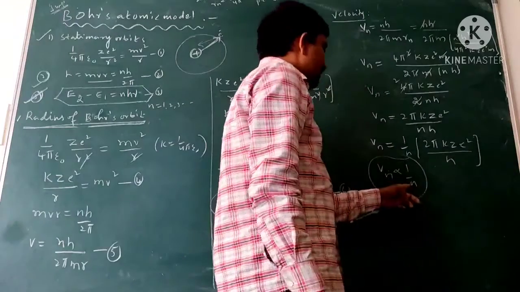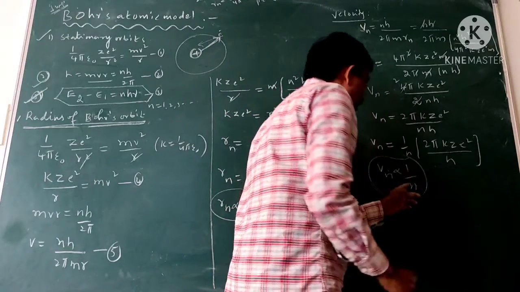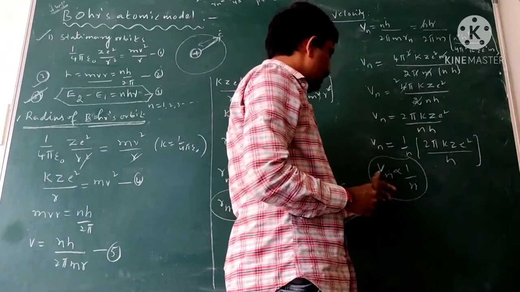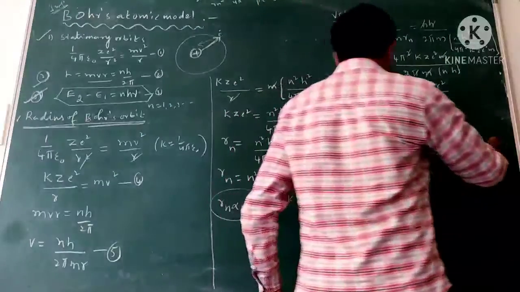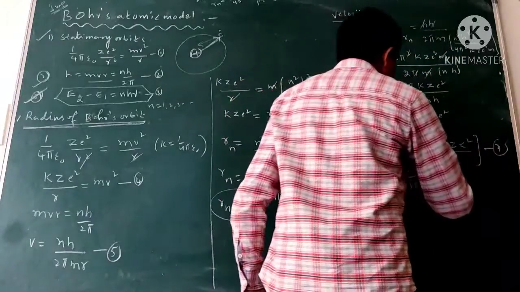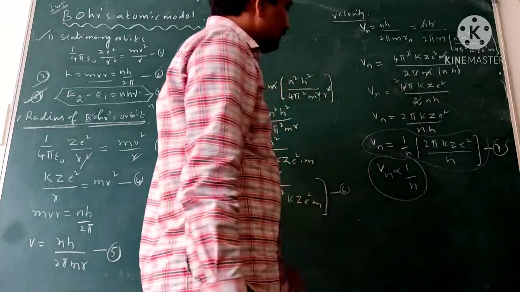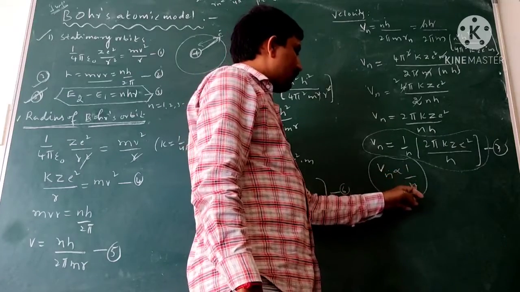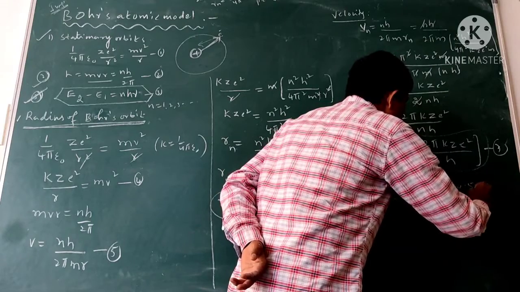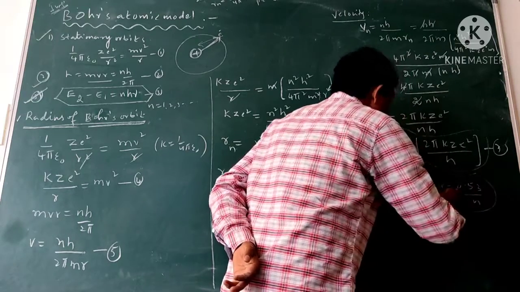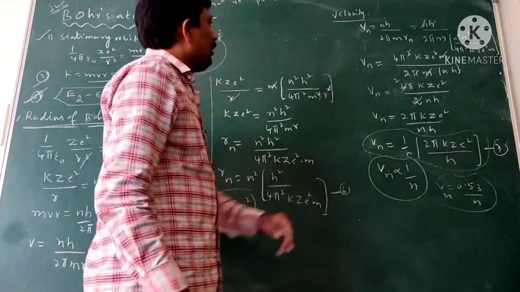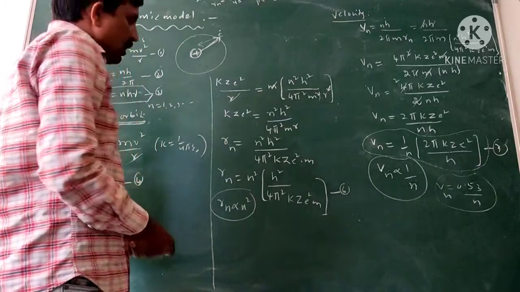So if the number of orbits increases, the velocity of electron reduces. This is equation number 7. The equation represents the velocity of nth orbit. So Vn is proportional to 1 by n. This total value should be equal to 0.53, so the equation is also written as 0.53 by n. These are all constants. So this is called velocity of Bohr orbit.